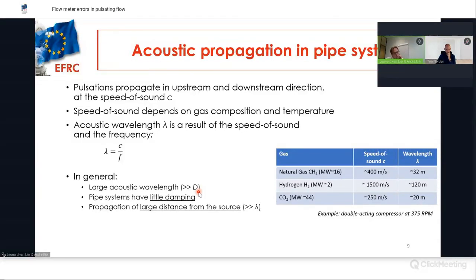It also means that it's less favorable that pipe systems have very little damping. Because pulsations can propagate many wavelengths before they are really being disturbed, that means that in pipe systems, the damping is low. And as a consequence, pulsations can propagate to large distances away from the source and still cause problems. So that's the important takeaway: even if you are far away from the compressor, 100 meters for a hydrogen system is still pretty close to the source. So you can expect at large distances, you should be careful that you mitigate all the potential problems.